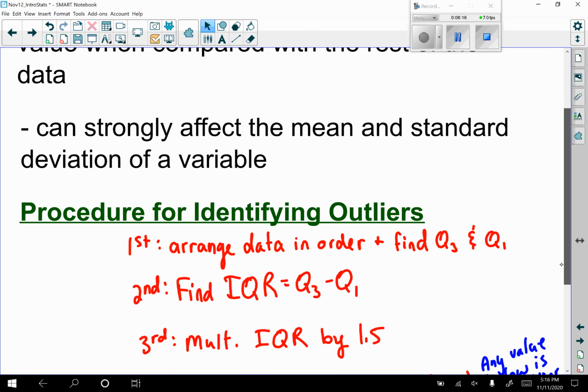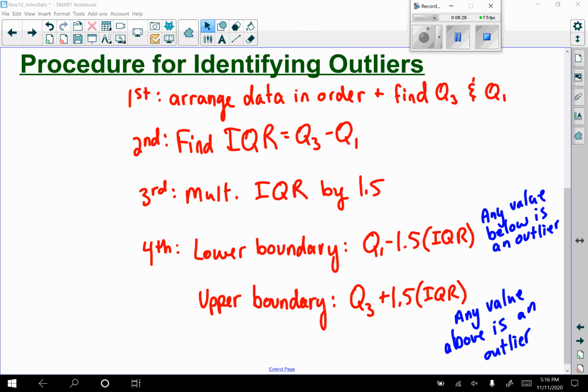Then we multiply our interquartile range by 1.5. Our fourth step, though, is to find our lower boundary: we take our first quartile and subtract that 1.5 times our interquartile range. And we say any value below this would be considered an outlier. The upper boundary, we take our third quartile and add 1.5 times our interquartile range. If there's any data values above that number, it's considered to be an outlier.